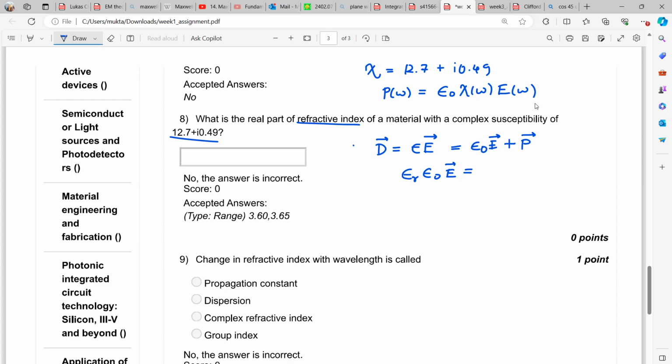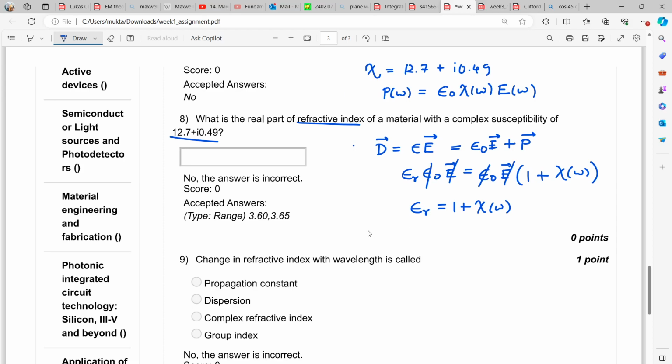now substituting for P from here, I can write this as epsilon naught E times 1 plus chi. Correct. This I can cancel. So my relative permittivity is 1 plus chi of omega. Now how is relative permittivity related to refractive index?